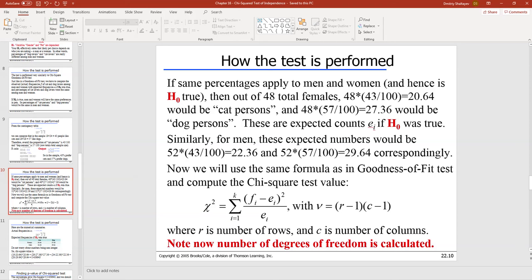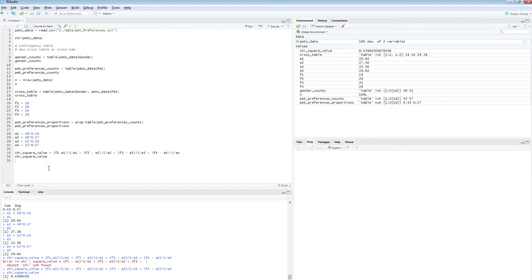Okay, so now I pretty much have everything that I need. So now the p-value is the area in the right tail, or to the right, from the chi-squared value that I calculated, this one, 0.439643.